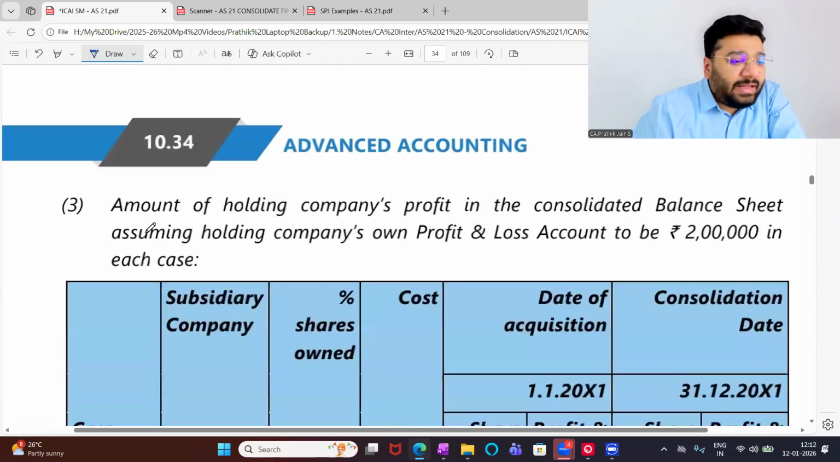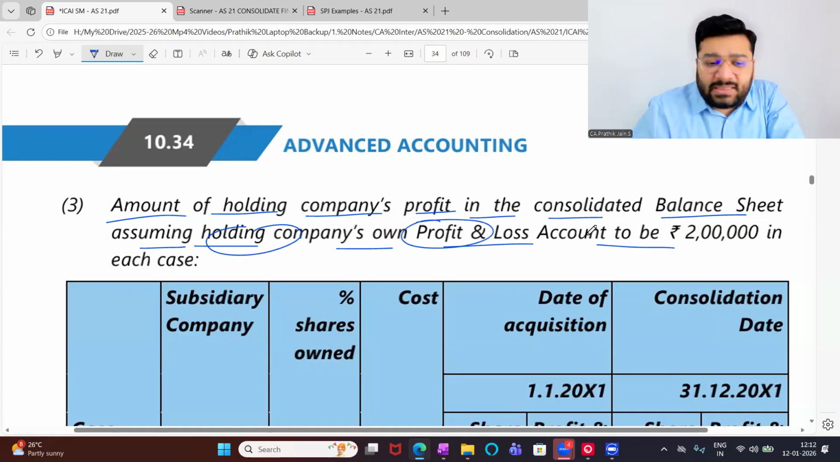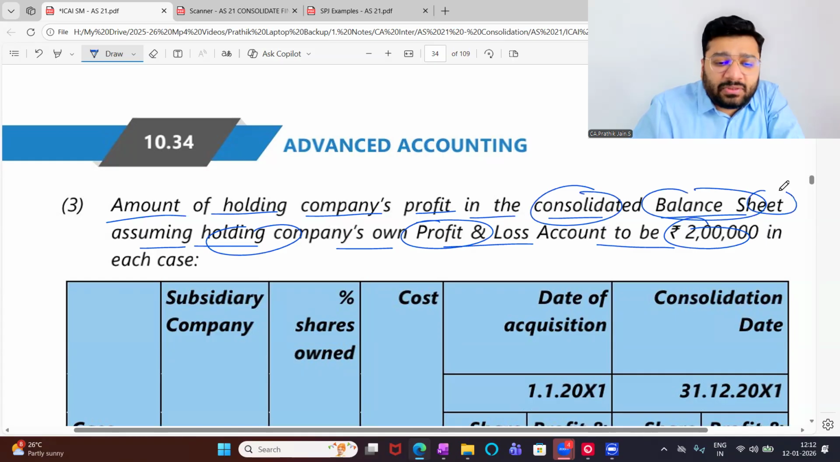Then the amount of holding company's profit in the consolidated balance sheet, assuming the holding company's own profit is 2 lakh. The holding company's own reserve and surplus is 2 lakh. You are supposed to calculate what reserve and surplus will show in the consolidated balance sheet. Correct? So basically working note number 4. Got it?